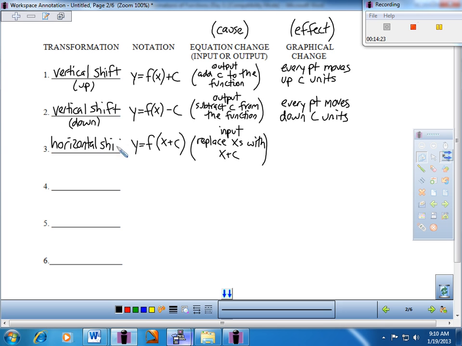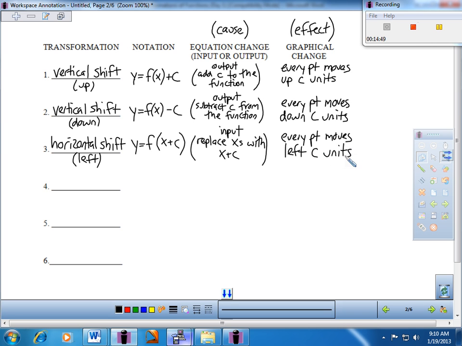Every point moved the exact same number of units. In this case, it moved to the left by 3 units. If I did a plus 4, it would go 4 units to the left, 5 units to the left, etc. And so as a result, let's go ahead and put this in. Every point moves left. That's the key, c units.